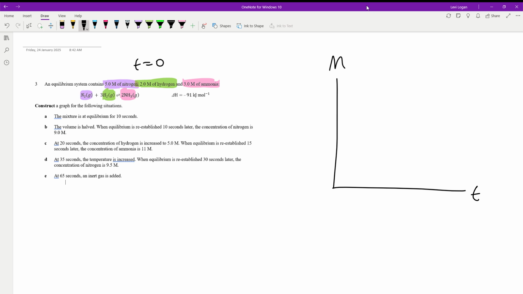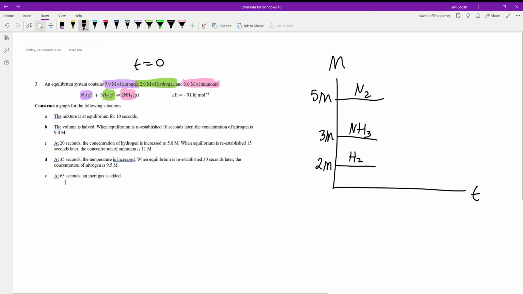We also know this equilibrium system is exothermic because the delta H is negative, which will play an important role later. So, construct a graph for the following situations. The mixture is at equilibrium for 10 seconds. Here we just draw the concentrations of each of these compounds at their initial equilibrium for 10 seconds. The lowest one is hydrogen, which is at 2 molar. This one here would be ammonia, which is at 3 molar. So we'll just go NH3, and then the nitrogen's the highest one, which is 5 molar.